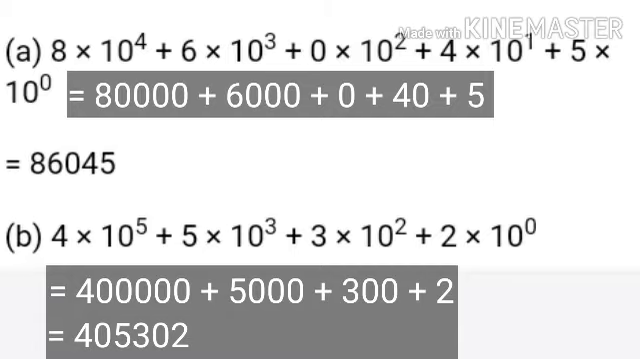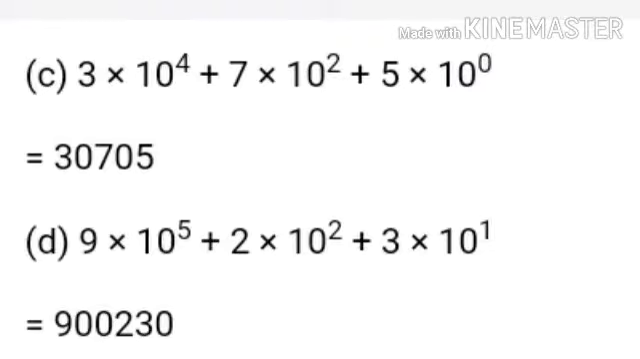B. 4 into 10 to the power 5 plus 5 into 10 to the power 3 plus 3 into 10 square plus 2 into 10 to the power 0. We can write it 4 lakh plus 5,000 plus 300 plus 2 is equal to 4,05,302. C. 3 into 10 to the power 4 plus 7 into 10 square plus 5 into 10 to the power 0. We can write it 30,705. D. 9 into 10 to the power 5 plus 2 into 10 square plus 3 into 10 to the power 1. We can write it 9,00,230.